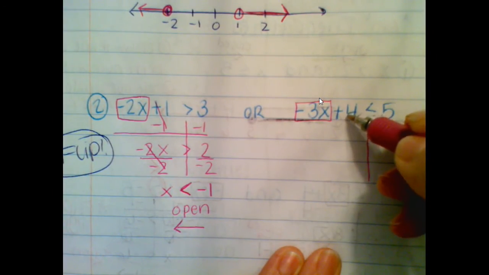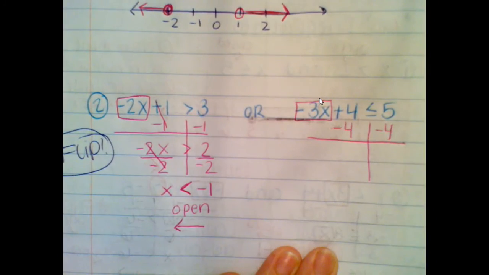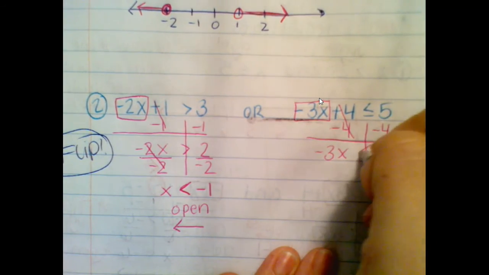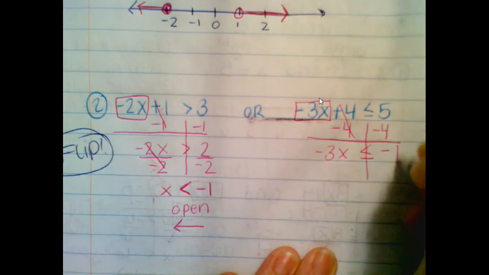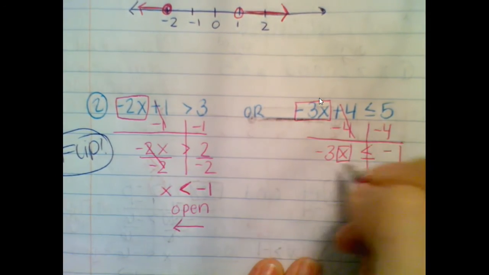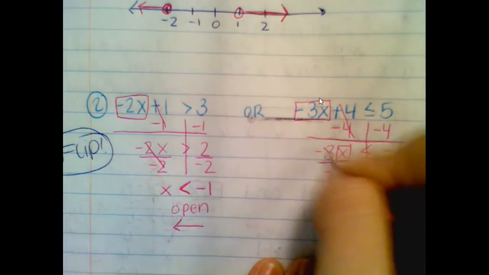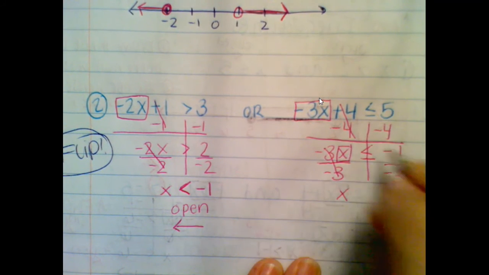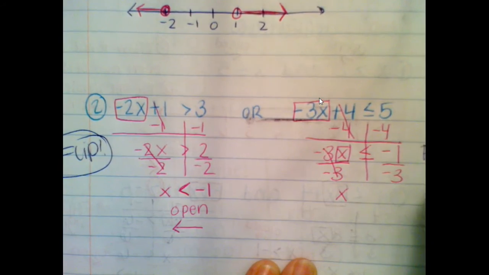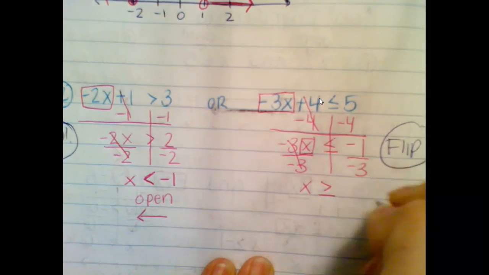So I need to move +4. So I'm going to subtract 4 from both sides. -3x comes down. These cancel. Less than or equal to -1. Okay, box my variable. I have to get rid of the -3, so I'm going to divide by -3 on both sides. So I get x. Again, I just divided by a negative, so I have to flip. So I'm going to flip my sign and get greater than or equal to.